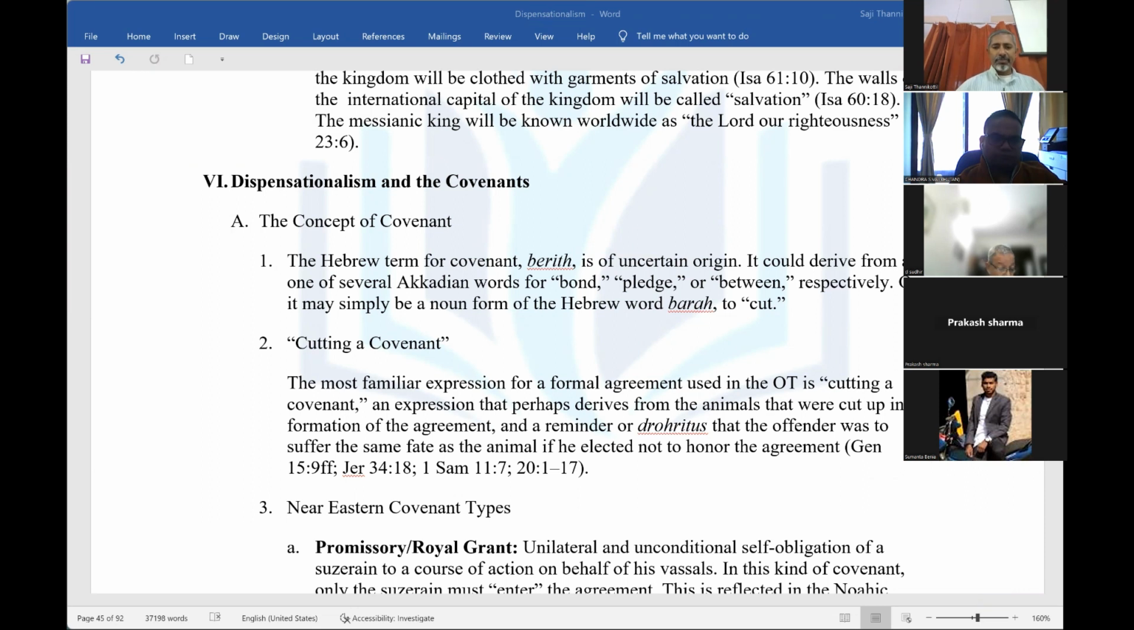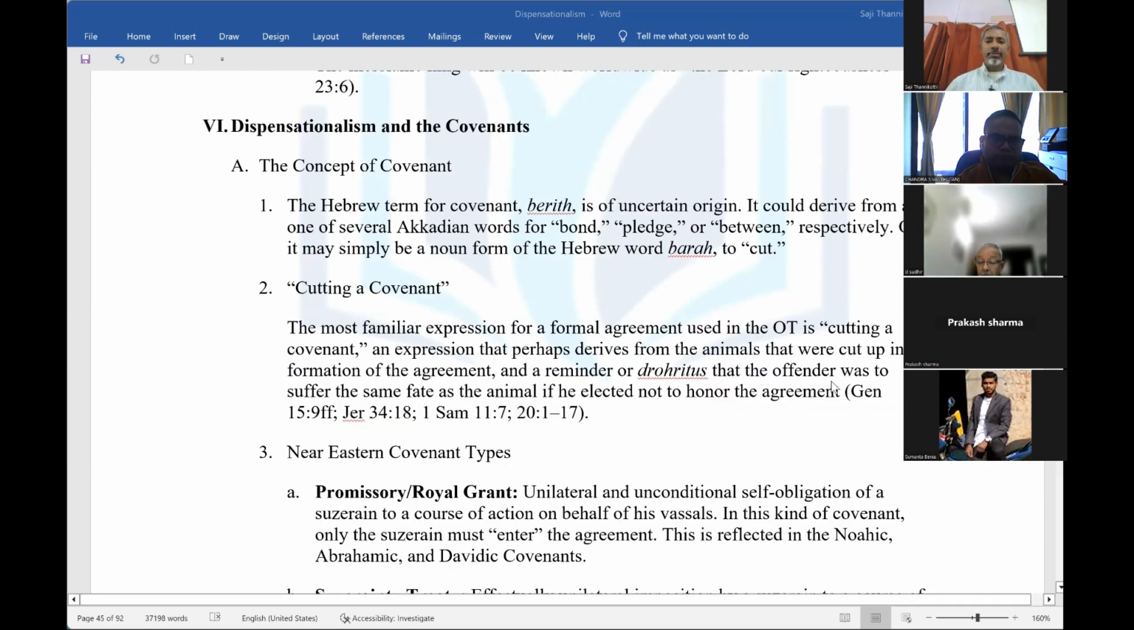All right, covenants. Okay, what are the things we need to know about covenants? The concept of a covenant.